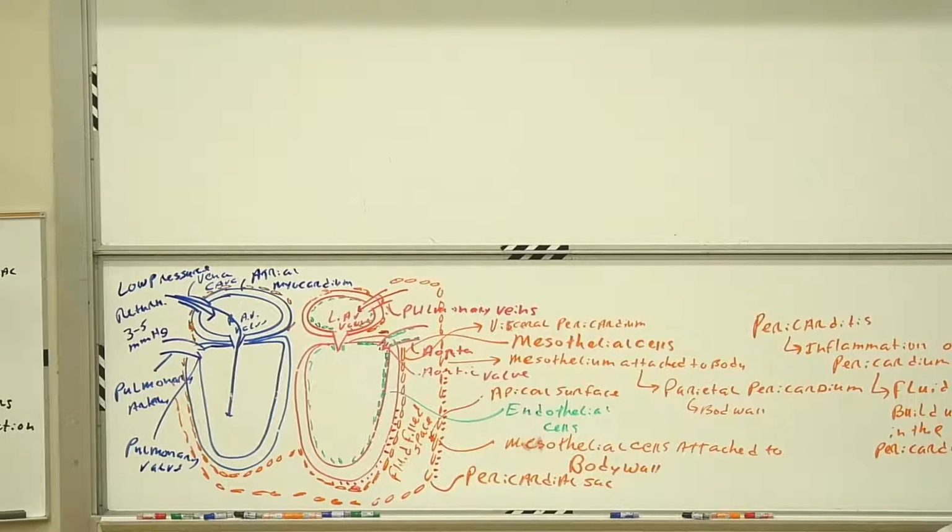So you can imagine the apical surfaces, one facing the lumen, where you have, let me try it again. You have the series of mesothelial cells attached to the wall of the heart. Then you look at the apical surface, that's facing the lumen.